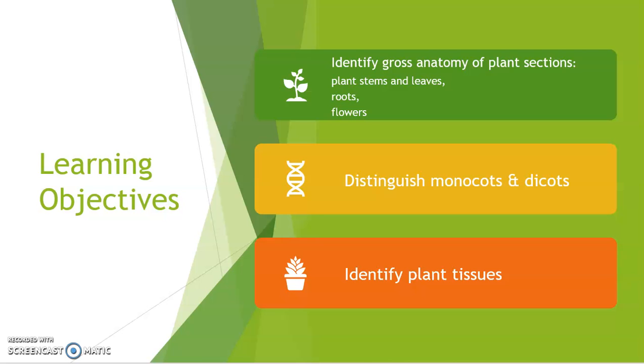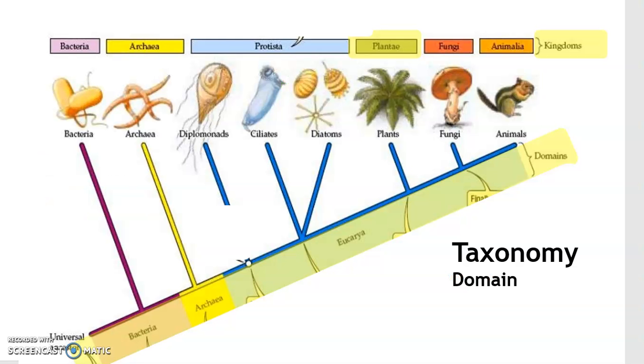So let's start big and funnel down, and let's know where we are in our taxonomy. If we start with our domain, remember domain, kingdom, phylum, class, order, family, genus, species. We start with domain. We are in the domain Eukarya still. We've done Eukarya for animal cells. Now we're doing Eukarya for plant cells in here. So our kingdom is now plants that we're looking at.